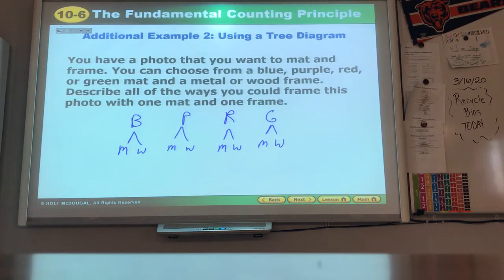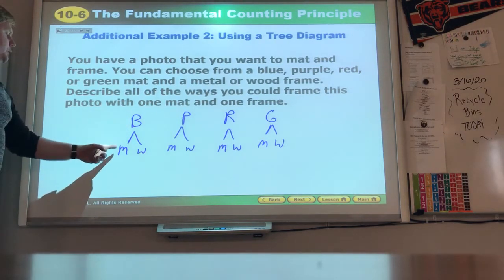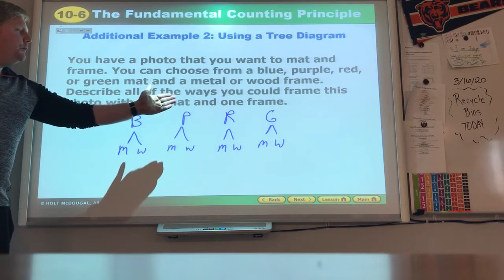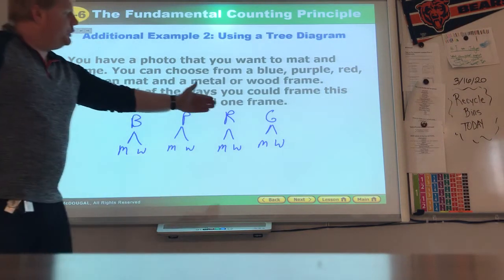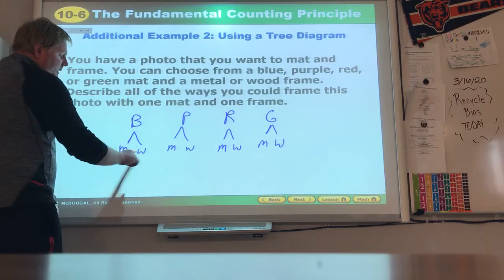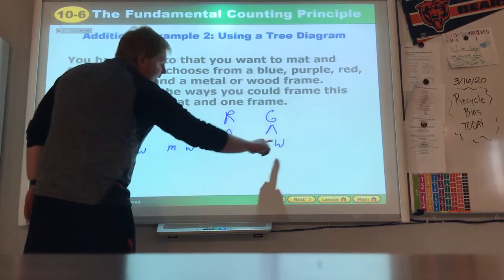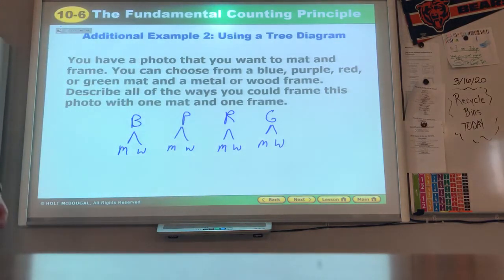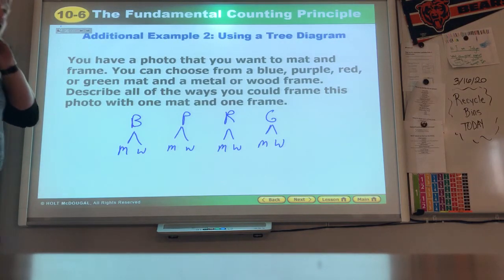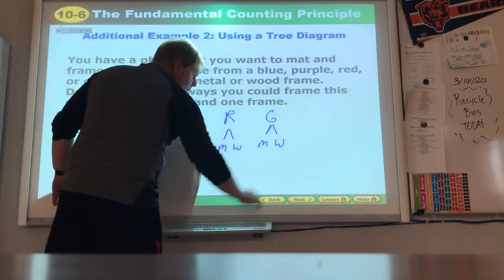Describe all the ways you could frame this photo with one mat and one frame. Well, I could have a blue with metal, I could have a blue with wood. Purple with metal, purple with wood. Red with metal, red with wood. Green with metal, green with wood. So I see that there's, if you look at that bottom line, 8 different ways. All right? Oh, this shows all the different possibilities. Not only how many there are, but all the different possibilities.